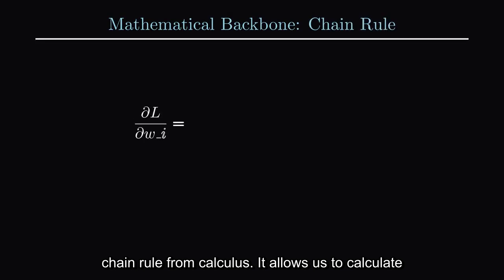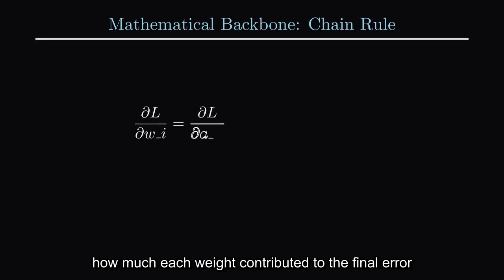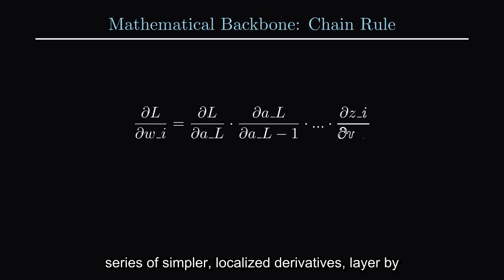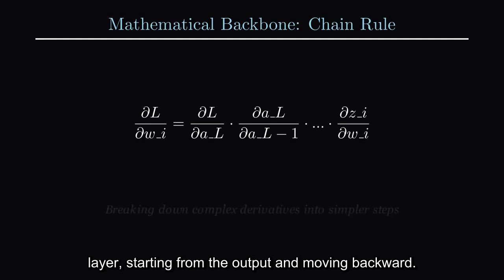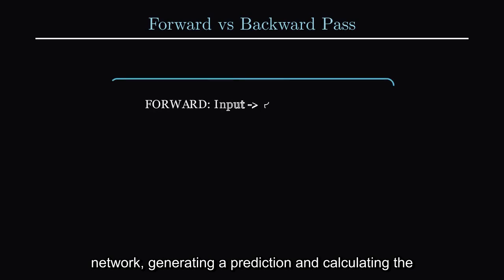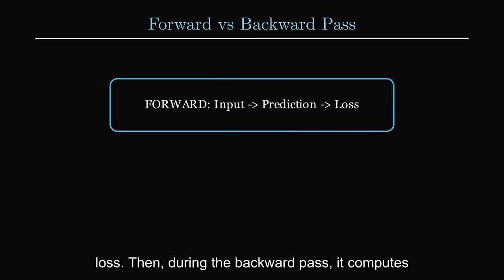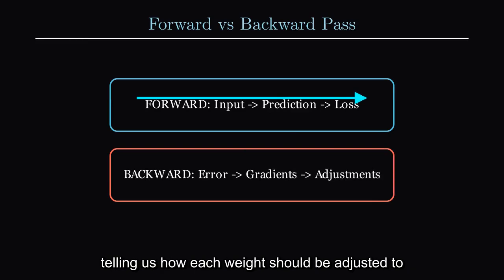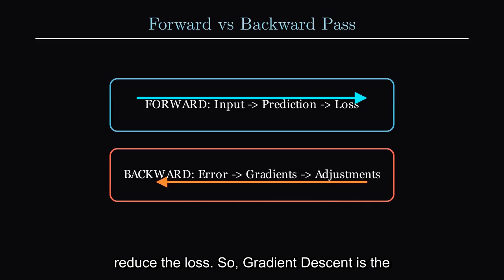It allows us to calculate how much each weight contributed to the final error by breaking down the complex derivative into a series of simpler, localized derivatives, layer by layer, starting from the output and moving backward. In practice, backpropagation first performs a forward pass where input data flows through the network, generating a prediction and calculating the loss. Then, during the backward pass, it computes the gradients for each weight, using the chain rule, telling us how each weight should be adjusted to reduce the loss.